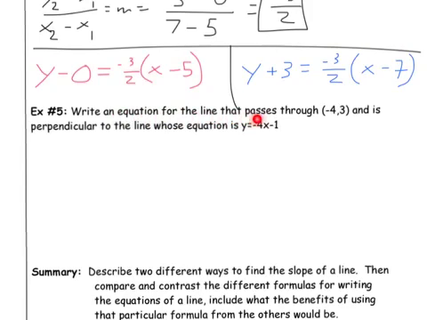It says write an equation of the line that passes through (-4, 3) and is perpendicular to the line whose equation is y equals negative 4x minus 1. Okay, well this guy's in point slope form. No, I'm sorry, slope intercept form, slope and intercept. So we have the slope of this guy. It's simply m equals negative 4. But I don't want the regular slope. I want the perpendicular slope, because my line that I'm looking for is perpendicular to this line.